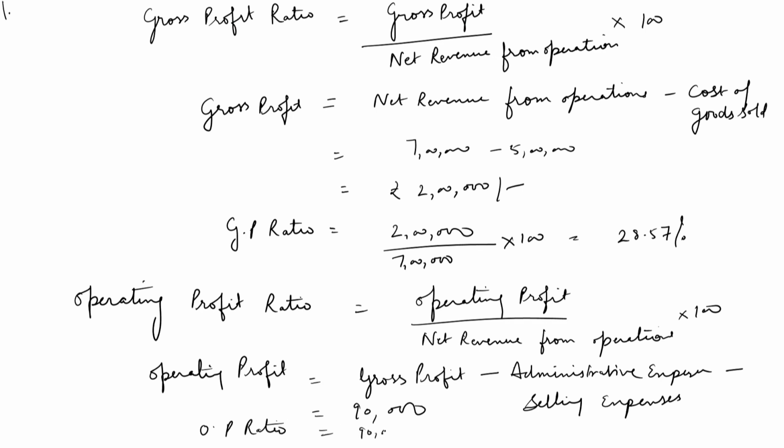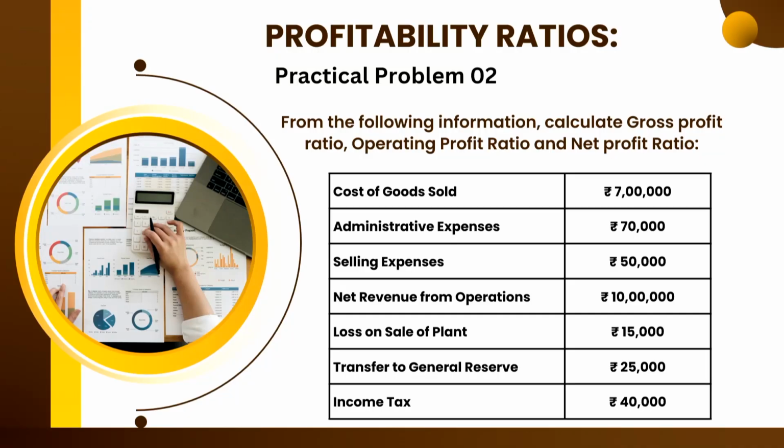So, the operating profit ratio would be 90,000 divided by 7 lakhs into 100, which comes to the figure of 12.85%. Moving to the next question, from the following information we are required to calculate the gross profit ratio, operating profit ratio and the net profit ratio.